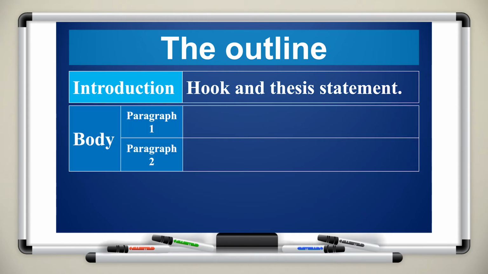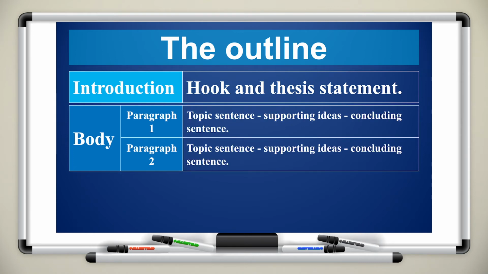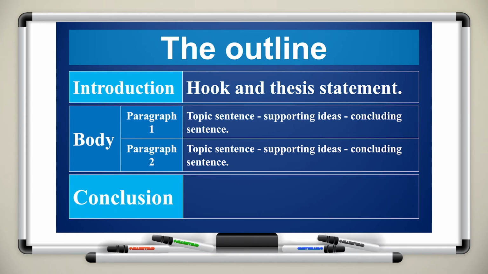Following the introduction is the body, which has two paragraphs, paragraph 1 and paragraph 2. In paragraph 1, you have to write a topic sentence, supporting ideas, and a concluding sentence, as well as in paragraph 2. And then we have to finish off with the conclusion. In the conclusion, all you have to do is restate the thesis statement, meaning you have to rewrite the thesis statement and summarize the main ideas. You re-mention the ideas that you mentioned throughout the essay, the main ideas, okay? So this is how your outline should look.